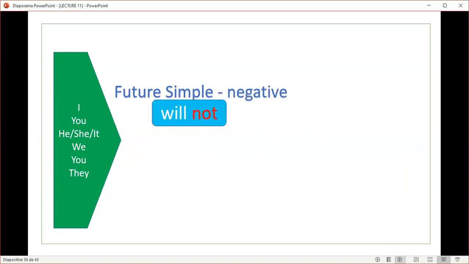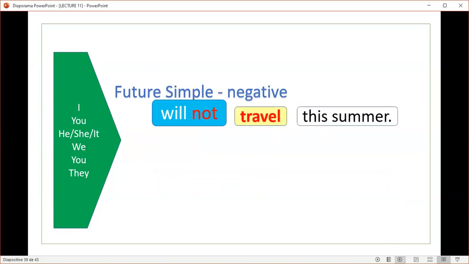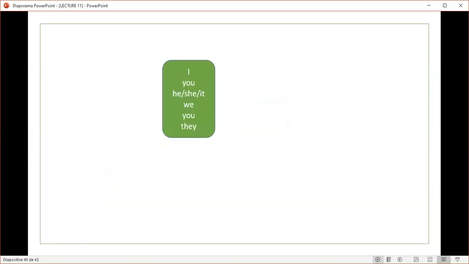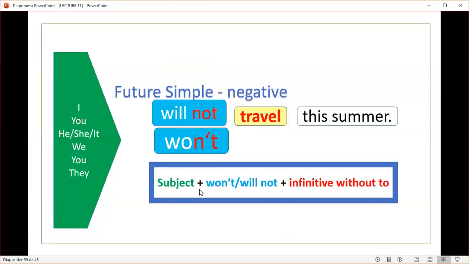Negative form now. So the negative form, you have will not. Okay? Example, I will not travel this summer. You have subject plus won't or will not plus infinitive without to.